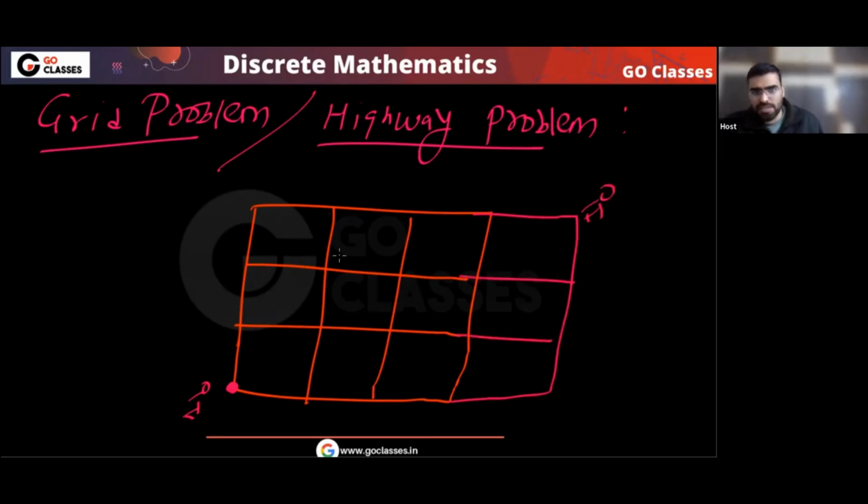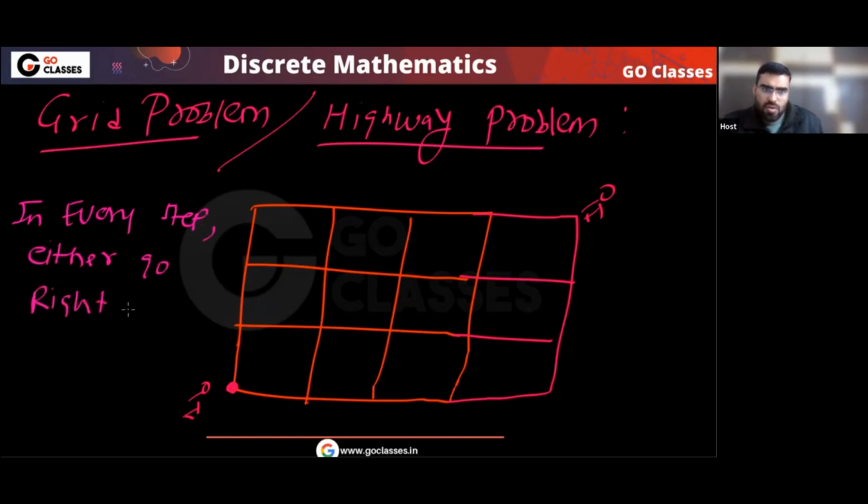Then how many ways are there basically? And the condition is this: you can go one step up or one step right. You cannot go left. For example, if you are here, you cannot go left, you cannot go down. So in every step you either go right or up by one step. So this is one step.